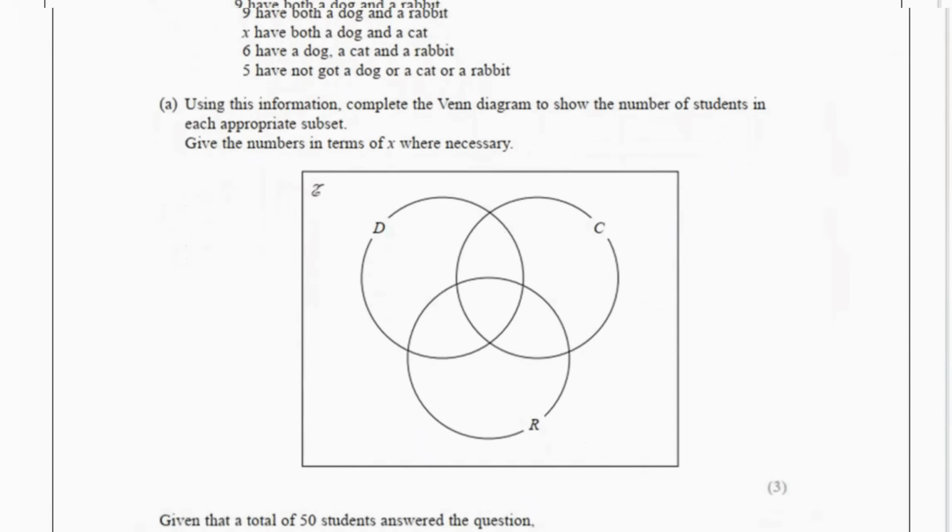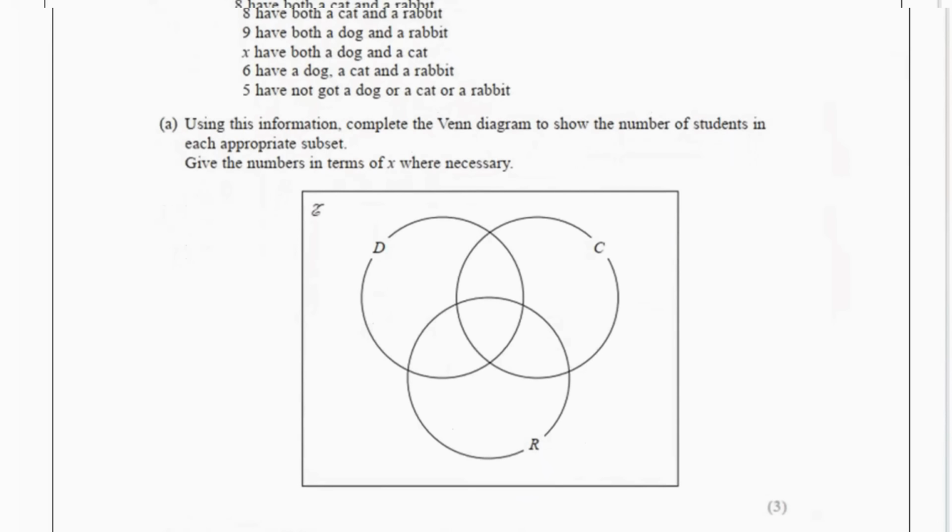So in the first part, we're not supposed to find the value of X. So don't confuse yourself by trying to find it, because the question clearly says give in terms of X where necessary. So 5 have neither, so that's going to be outside. So we're done with that. 6 have all three, so that comes in the middle, which is the intersection between all three sets. We're done with this. X have both a dog and a cat. This is your both dog and cat. All of this is X, which means if a part of it is 6, this part over here is going to be X minus 6.